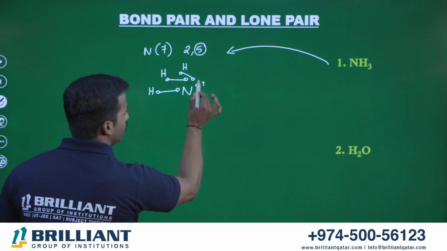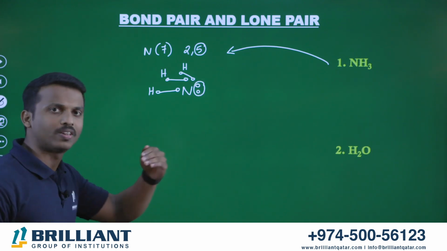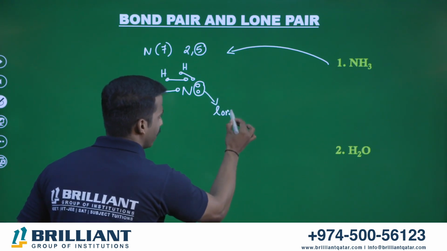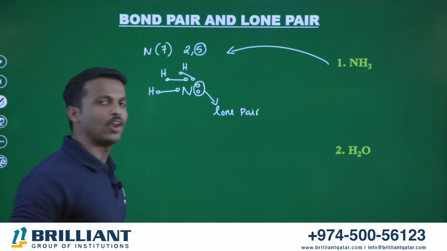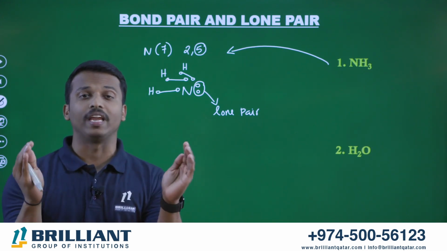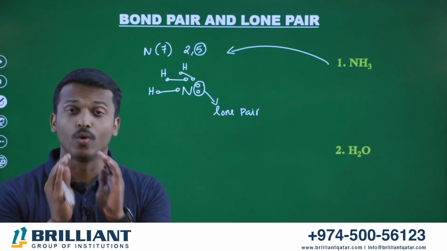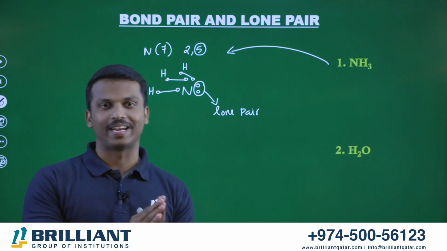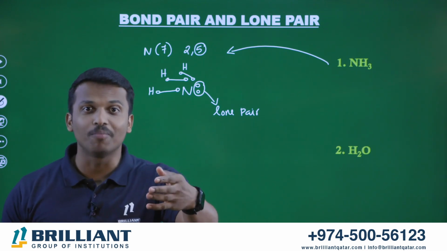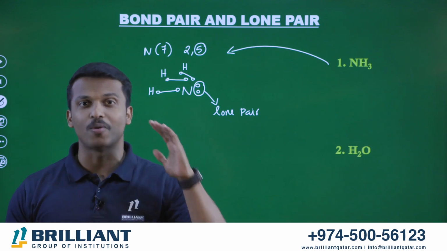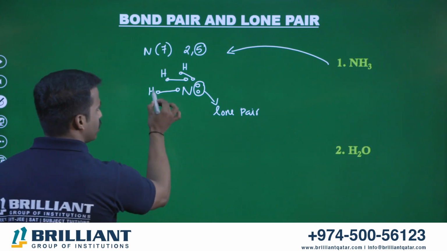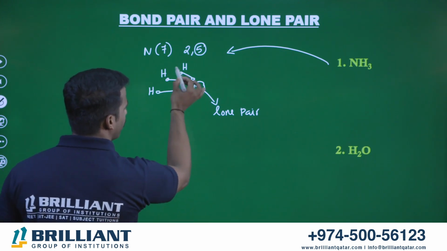So you can see these 2 electrons do not take part in bonding. So this is known as what? Lone pair. What is meant by lone pair? They are the pair of electrons which are not involved in bonding. That is called lone pair. So what is bond pair? Those electrons which take part in bonding are called bond pair. So these 2 electrons are involved in bonding. This is one bond pair, and this is another bond pair.